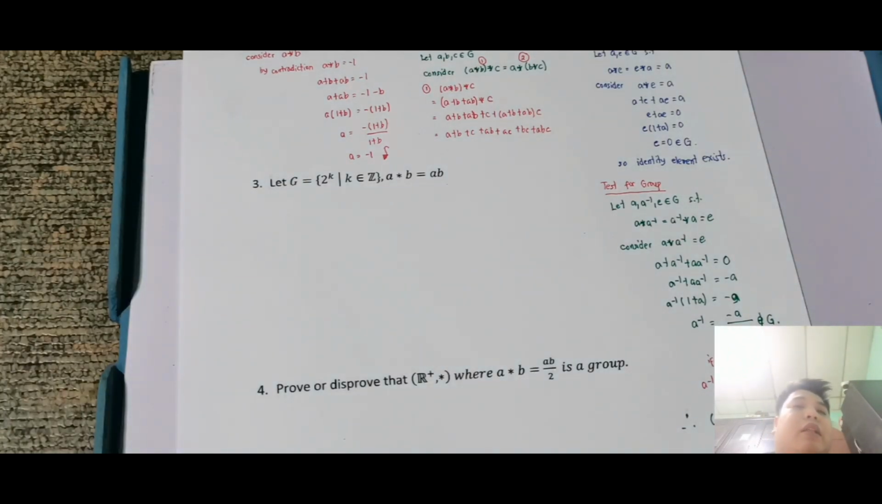Okay, then ang kanyang asterisk o yung kanyang binary operation, which is A asterisk B is equal to AB, or meaning the multiplication of A and B.